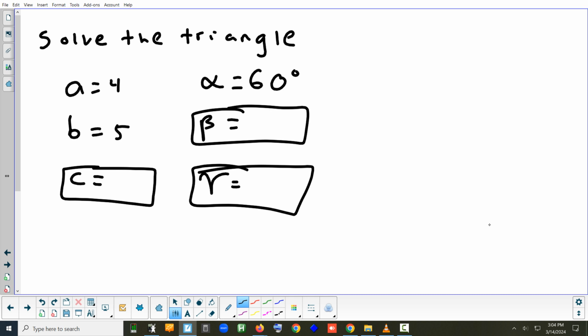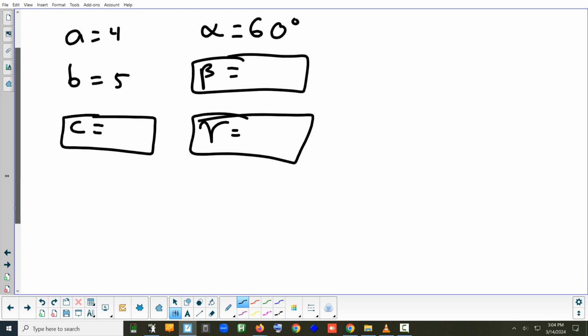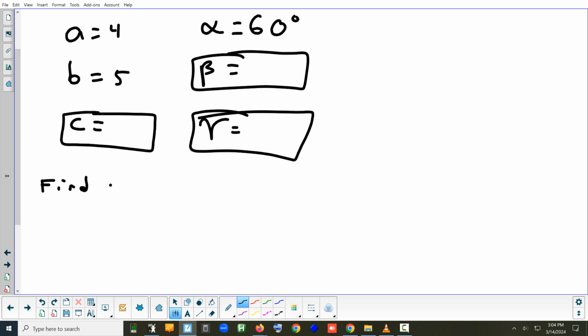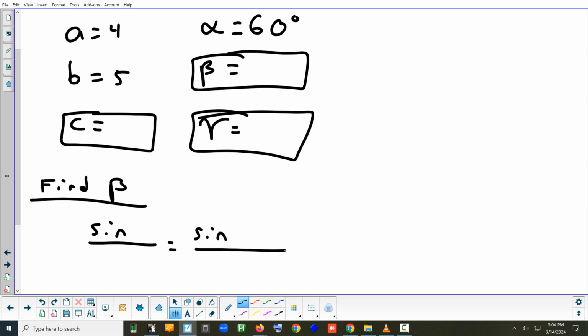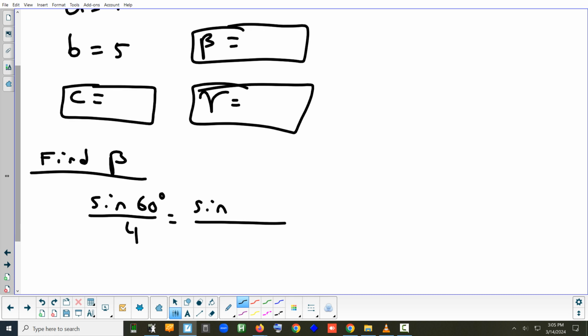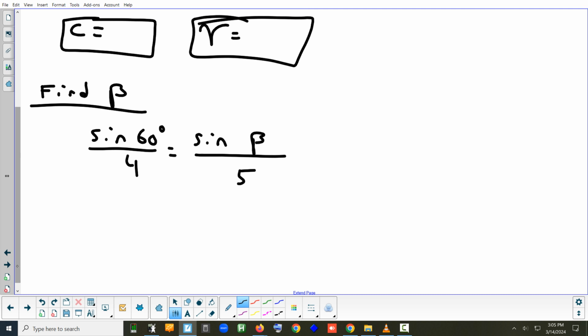So for this one, are we going to use law of sines or law of cosines? Law of sines. Okay, and what about the table tells you that it's law of sines? The full row. Yes, we got a full row in the table. That's law of sines. And what do we have to find first? Beta. Okay, so let's set it up to find beta. What's going to go on the left? Sine 60 over 4. Yeah, perfect. And on the right? Sine beta over 5. Looks good.